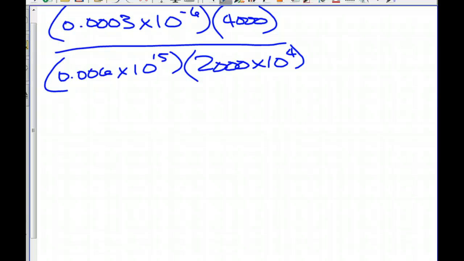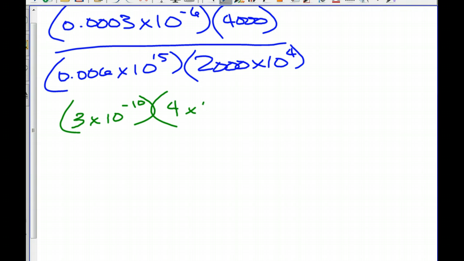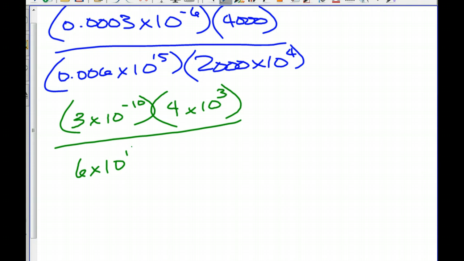Okay, first, the 0.0003 times 10 to the -6 is going to turn into what? 3 times 10 to the -10. Okay. 4,000 is going to turn into 4 times 10 to the 3. 0.006, that's going to turn into 6 times 10 to the -3, and 2,000, 2 times 10 to the what? 7. Okay, anybody know what to do with it from there?